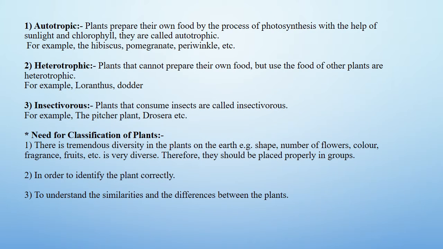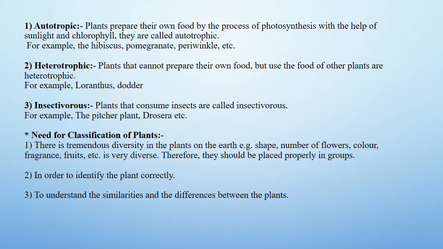First one is autotrophic plants. The plants that prepare their own food by the process of photosynthesis with the help of sunlight and chlorophyll are called autotrophic plants. For example, the hibiscus, pomegranate and periwinkle.